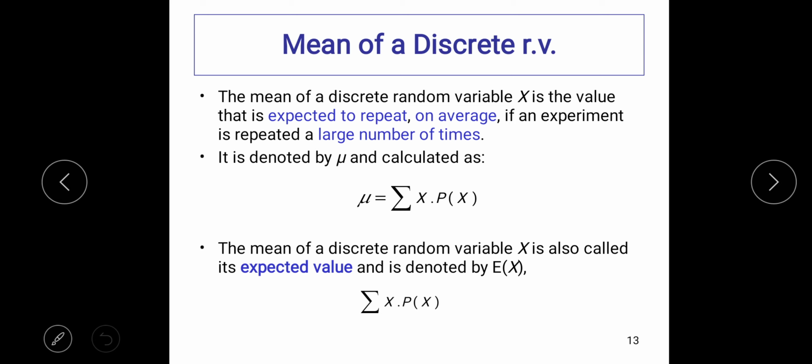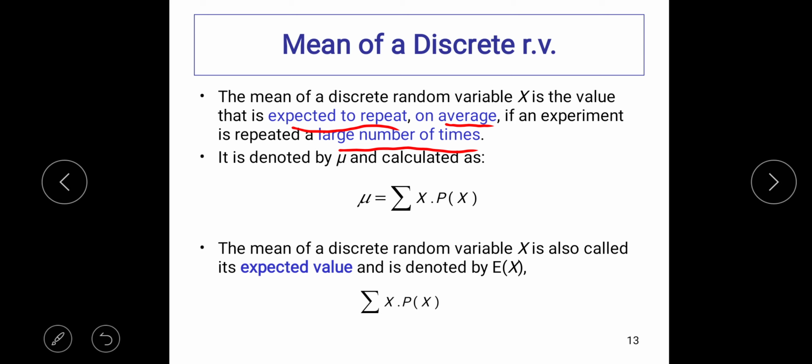Now mean, which you can also call average, is what you expect to repeat if an experiment is repeated for a large number of times. So this concept of mean or average, you have done this in your chapter 2 also.